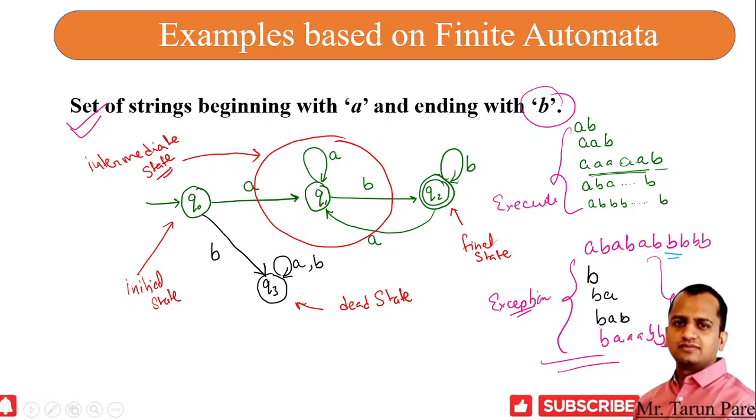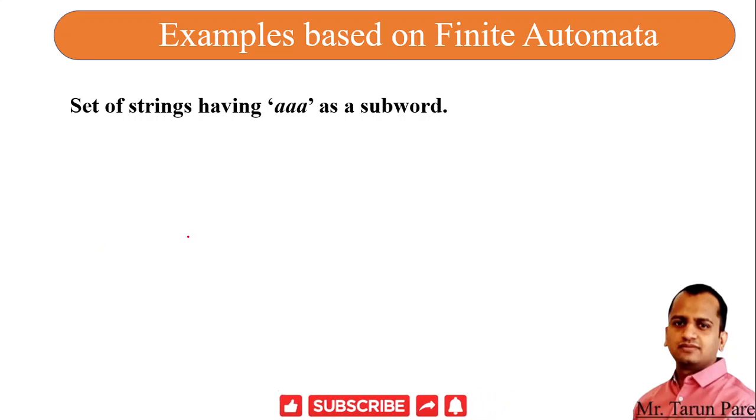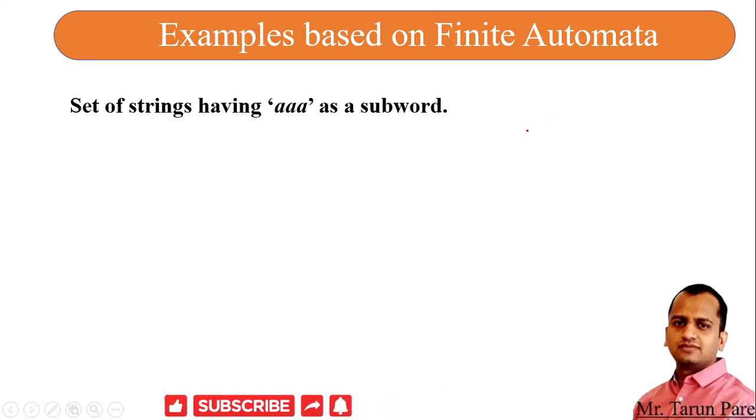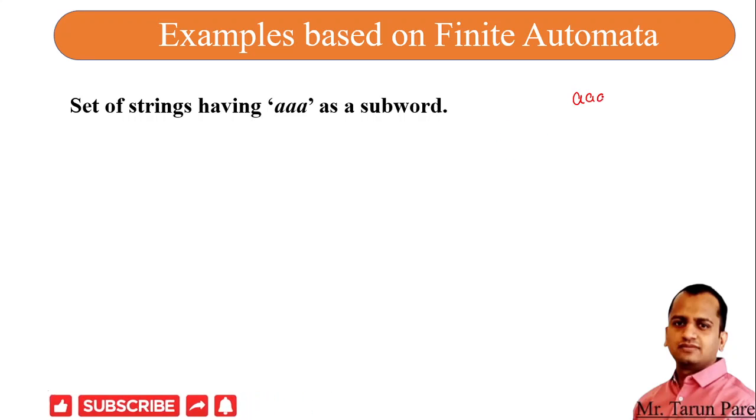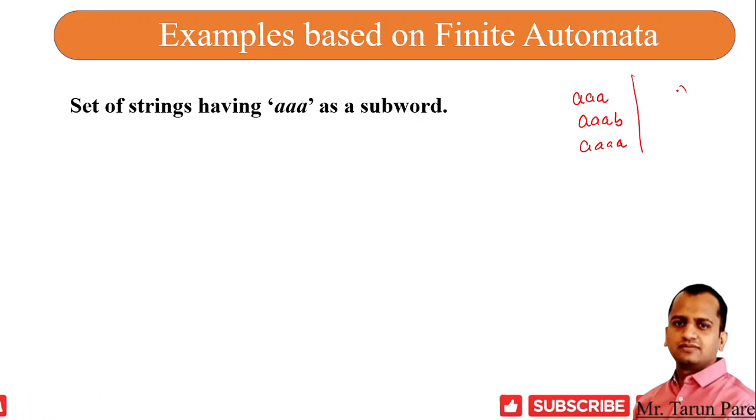Okay, now let's do one more question. We have to design the automata which will contain 3 A's. Okay, and it is not said whether at the beginning or end. So what are the possible strings that will be generated which have 3 A's? It may be like AAA, or AAAB. So what happens when only a single A or only 2 A's are passed? Let's draw the diagram.